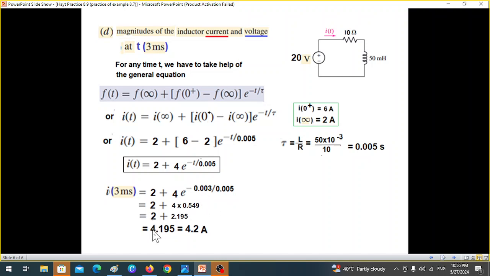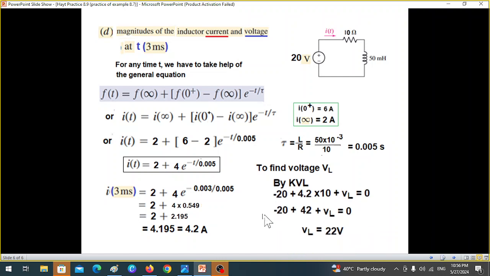Solving, the current is 4.2 ampere. And now the voltage, same technique, the KVL rule that we have applied. So minus 20 current into this and the voltage VL. So VL from here can be calculated to be 22 volt. So this is the answer.